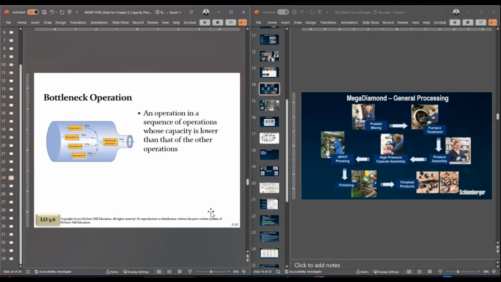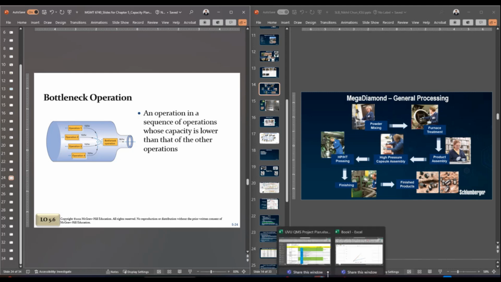Oftentimes the bottleneck operation is your pain point, your headache, because everything slows down, nothing goes faster beyond this. So you need a strategy to balance this out, where you can match the time for this bottleneck process with the other processes, so that there is a smooth flow. We are going to learn more about it when you learn about just-in-time and lean operations, I think in three lectures from now. But technically, this is your bottleneck process.